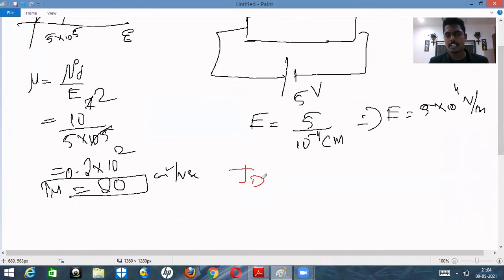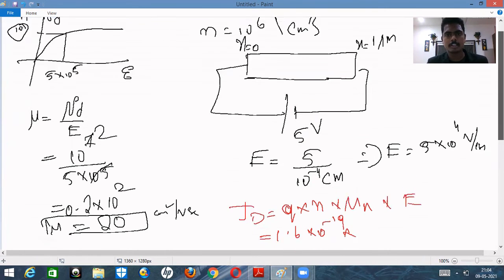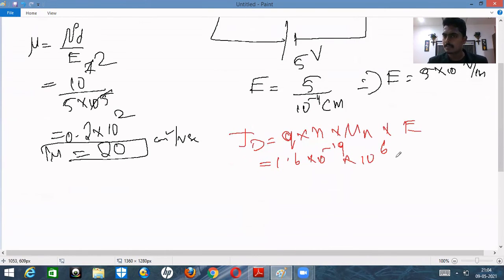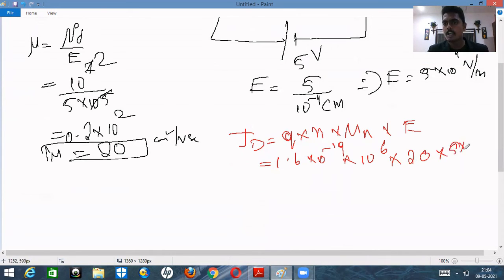So drift current density J_D is, the formula is q into n into mu n into E, right? So q is 1.6 into 10 power minus 19, into n. n is the concentration of electrons, which is already given, 10 power 6, into mu n. Mu n is 20 centimeter square per volt second, into electric field intensity, which is 5 into 10 power 4. If we solve this, I am not going to solve it, this is a simple mathematical calculation.